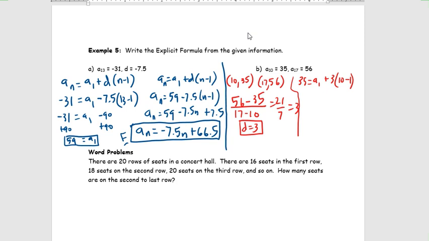All right, so we have 35 being equal to a sub 1 plus, let's go ahead and do two things at once here. 10 minus 1 is 9. 9 times 3 is 27. Subtract 27 from both sides. Subtract 27. What's 35 minus 27? That is 8. So 8 is our first term.